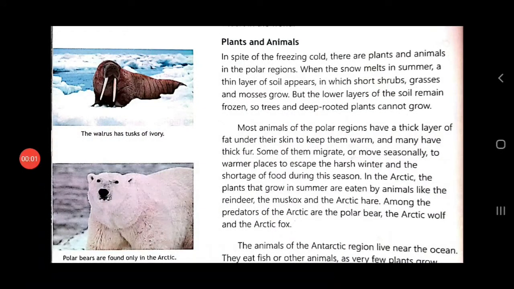So children, what they are telling in the next sentence is that during summer, when the snow melts, जब snow melt होती है, पिघलती है, a thin layer of soil appears during that time, okay? And because of that, short shrubs, then grasses and mosses grow over here, okay?